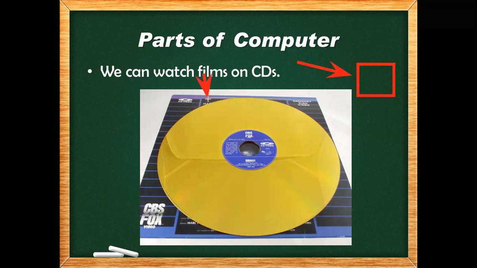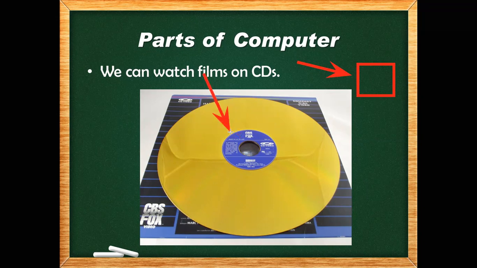So there are two things we see about the CD. What is the shape of the CD? It's a circle. The shape of the CD is a circle, and there is a hole in the middle of the CD. So we get to know two facts about the CD.